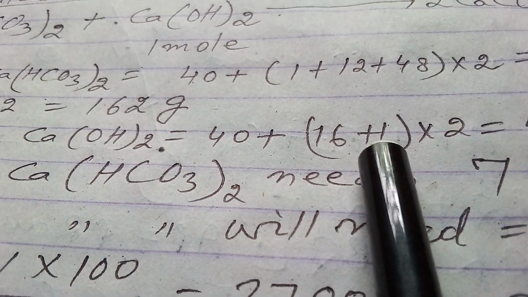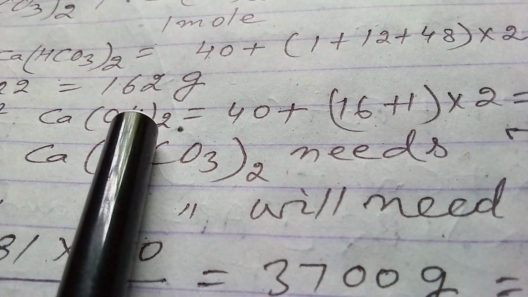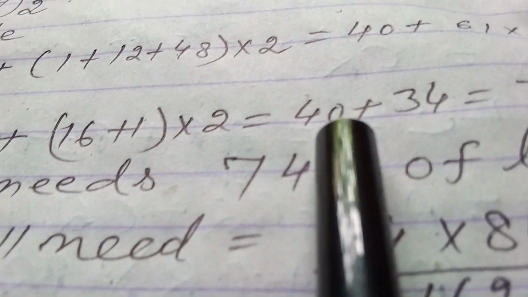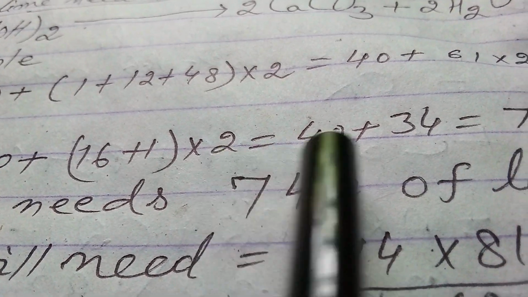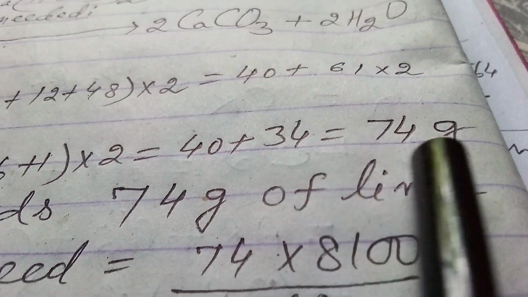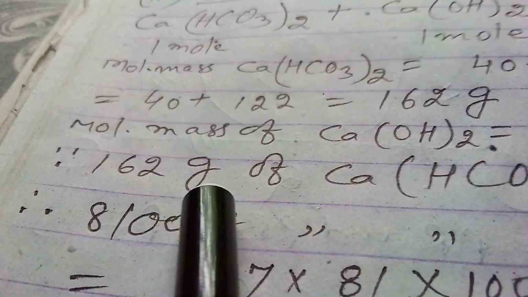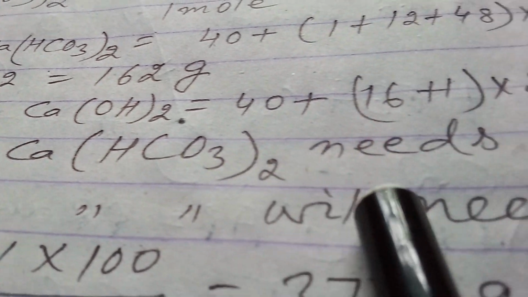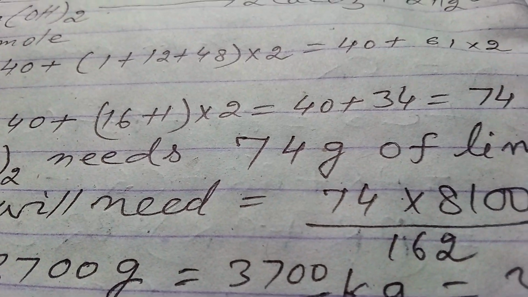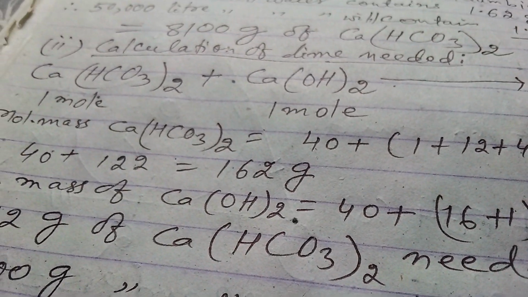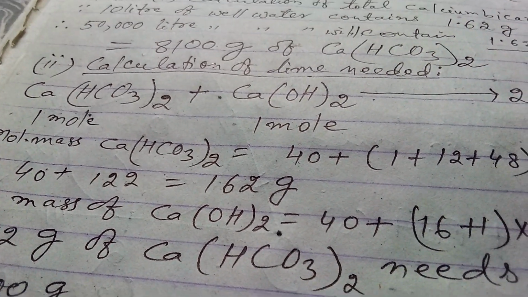Here 16 plus 1 has been written in bracket into 2 because this 2 stands for oxygen and hydrogen as well. So that is equals to 40 plus 34, because 16 plus 1 is 17, 17 into 2 is 34. And so 40 plus 34 is equals to 74. Now since 162 gram of calcium bicarbonate needs 74 gram of lime, that is lime is calcium hydroxide, Ca(OH)2.